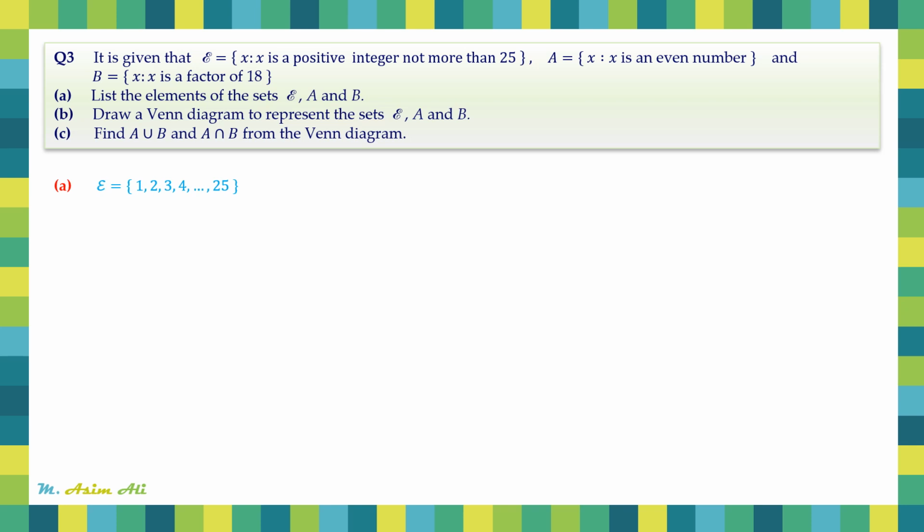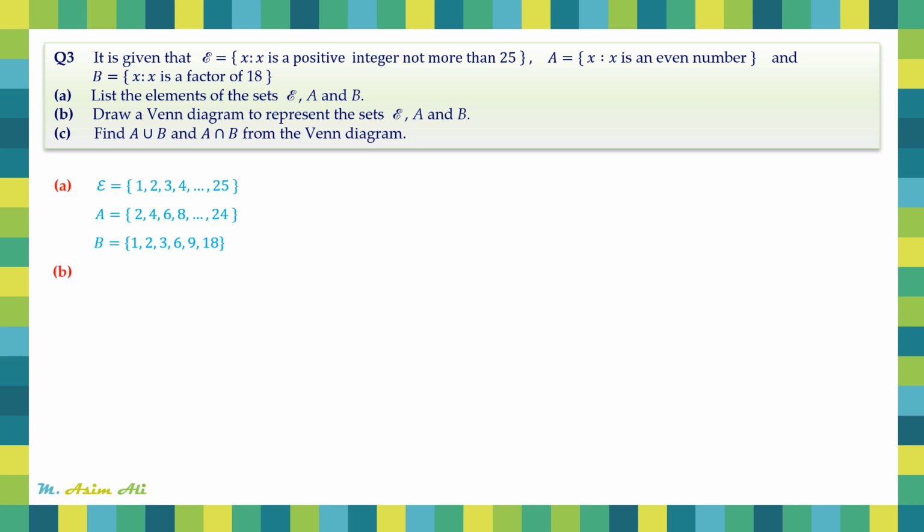In part B, let's list the elements of the sets A and B also. The set A contains even numbers. So even numbers in the universal set are 2, 4, 6, 8, etc. till 24. So we will list all these numbers. And in set B, the elements are the factors of 18, right? So what are the factors of 18? Factors of 18 are 1 and 18. Then 2 into 9 is 18, so 2 and 9 are factors. Then 3 into 6 is 18, so 3 and 6 are factors. So we will write all these numbers to form a set B which contains the factors of 18. So these factors are 1, 2, 3, 6, 9 and 18. All the factors of 18 we have written in set B.